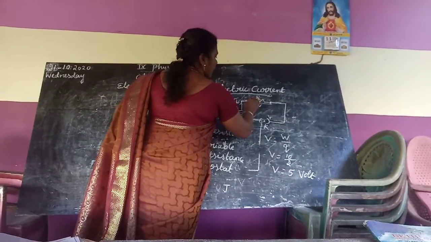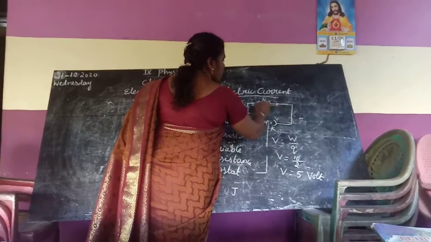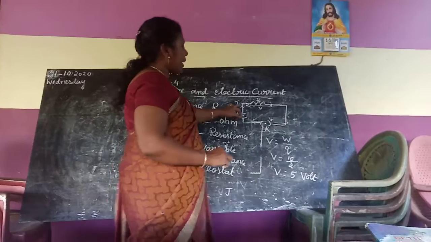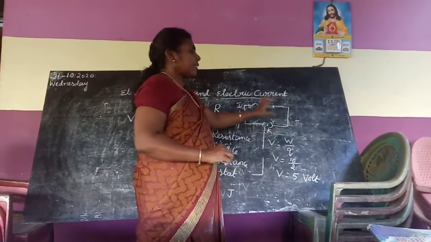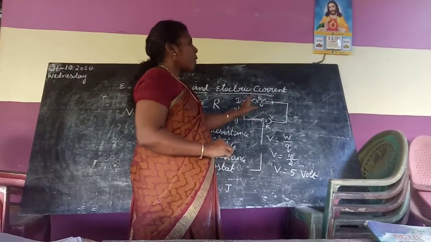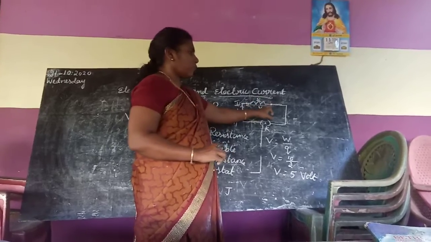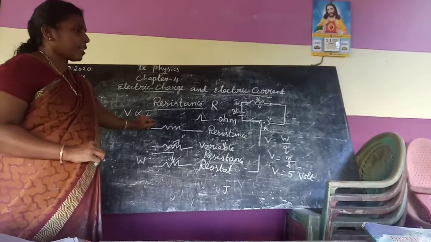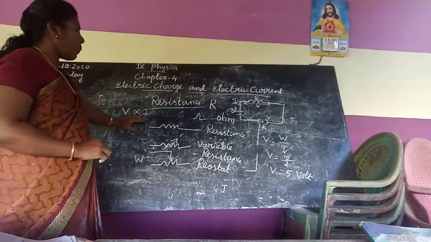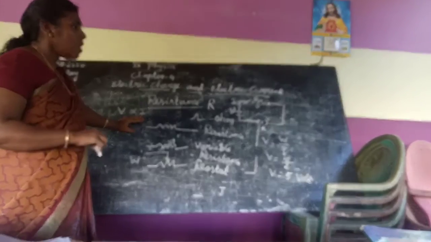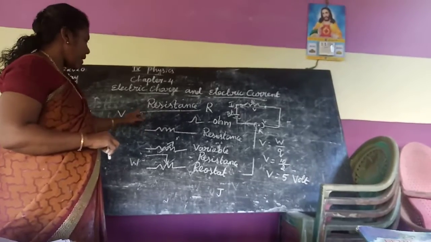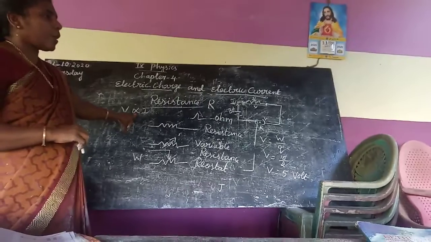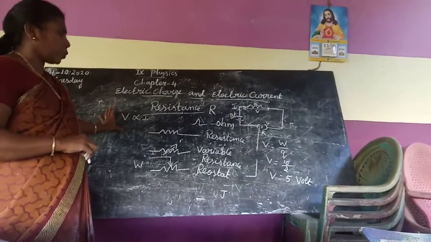Here two ends are there. So Ohm's law: the steady current flowing through a conductor is directly proportional to the potential difference between two ends. Okay, so Ohm's law is the relation between potential difference and the current. By using this we can learn Ohm's law.